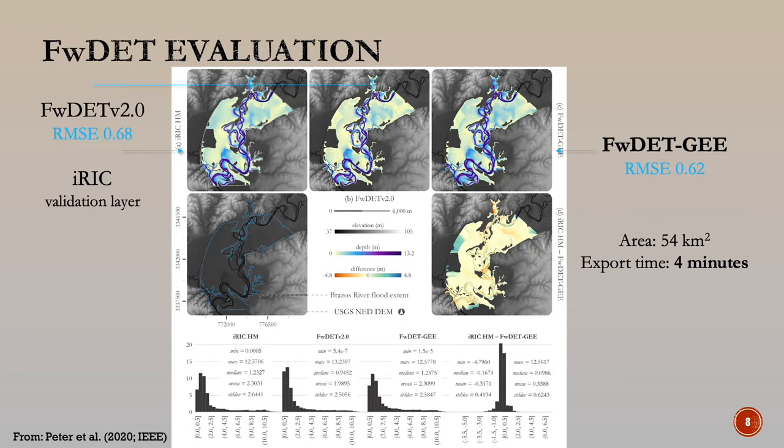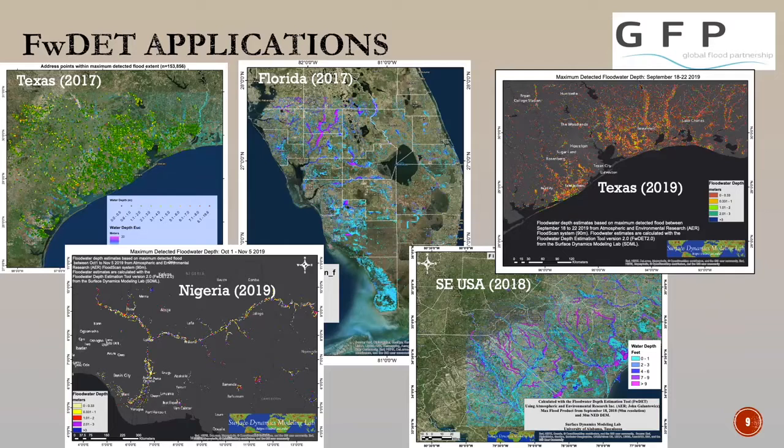Another big advantage, as we said, is that Google Earth Engine has superior computational resources. For example, for this case study, which is 54 square kilometer, it only takes 4 minutes from running until you export the output. We've been using the tool from an early stage to respond to flood disasters across the world.